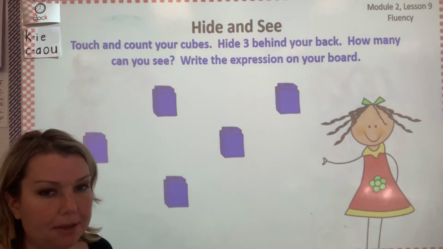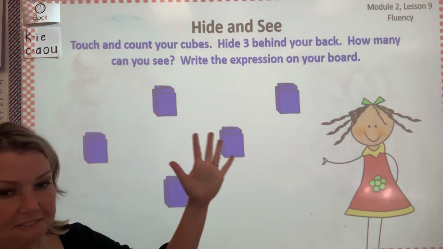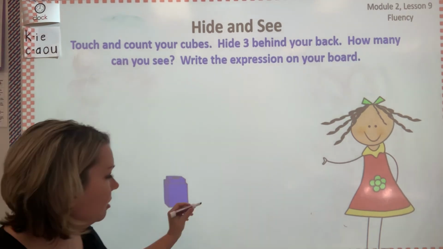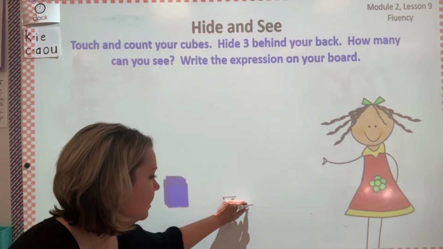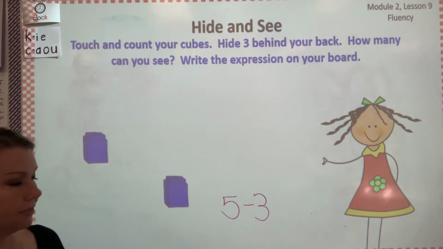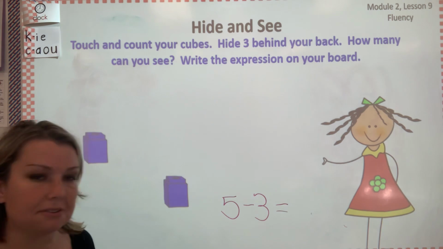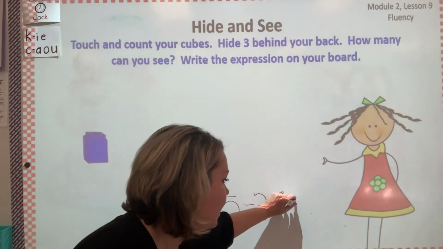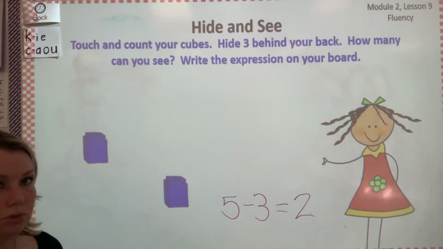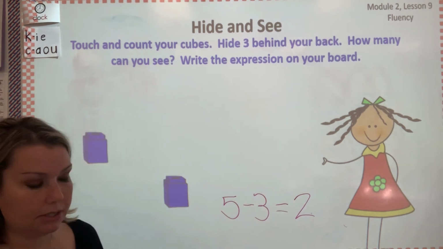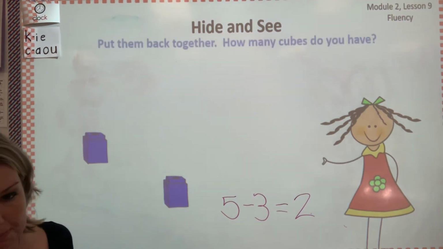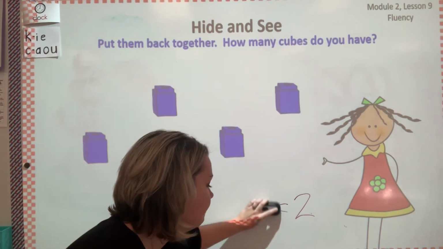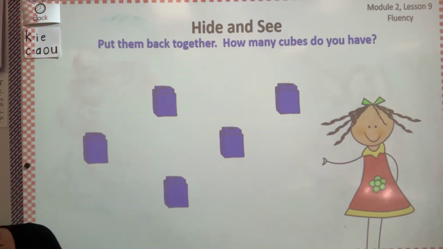Count and touch the cube, or count all the cubes. How many do we have? Hold them up. How many do we have? 5. Very good. Now we're going to hide 3 behind our back. Oh my goodness, we had 5. We can hide 3 behind our back. How many does that leave? Show me with your fingers. Ooh, I like how my friends are showing it the math way. 2. 2. 5 minus 3 equals 2. When we put them all back, how many do we have again? 5. Yep, when we put the 3 back, we have 5 again.